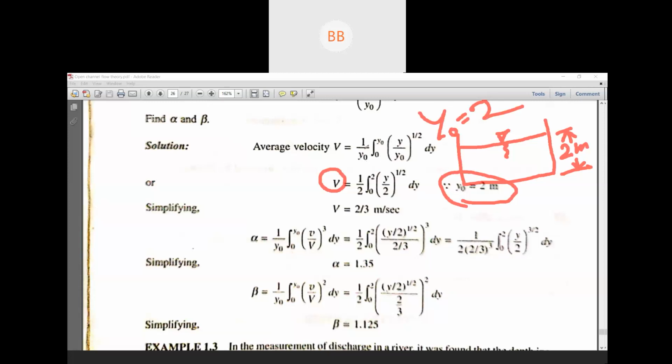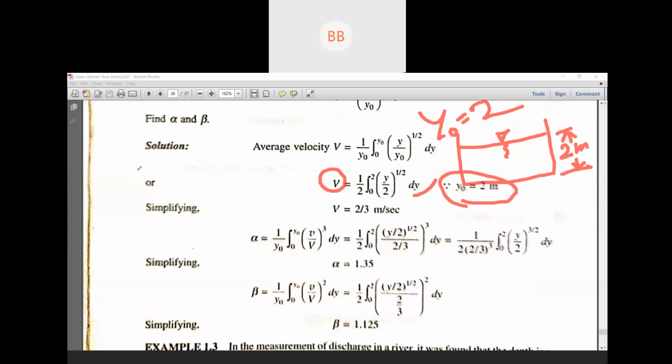So here it is 1 by 2, and the limit is from 0 to 2. If you remember, we have already derived that the limit will be from 0 to the maximum depth, and in this question our maximum depth is 2. Then (y by 2) to the power half dy. Now if you solve this equation you will get 2 by 3 meter per second.